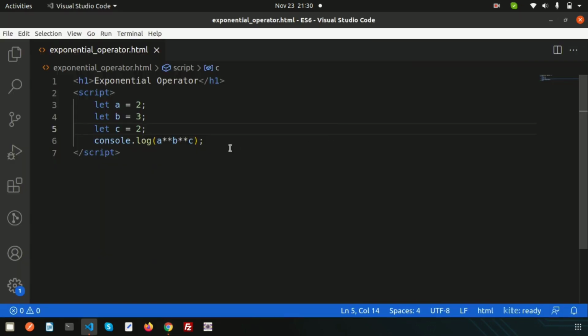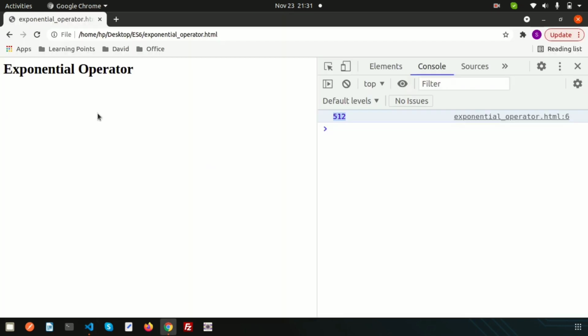So why 512? Actually if we see 2 to the power 3, that means 2 into 2 into 2, and then it should multiply again 2 times, meaning this thing into this thing. But actually this does not happen. The thing is, it will calculate from right to left, that means in this direction, right? So the calculation is happening in this way, a exponent of b exponent of c. Just refresh this, we will get the same output.